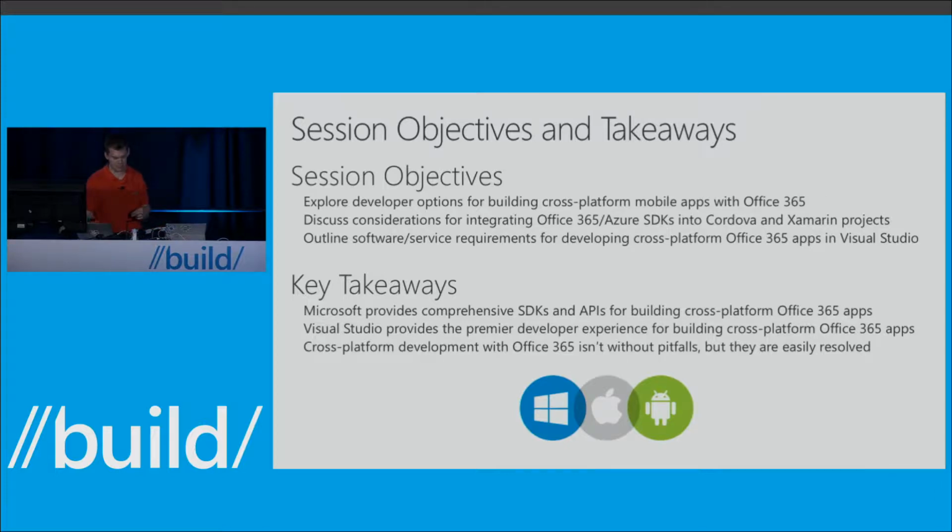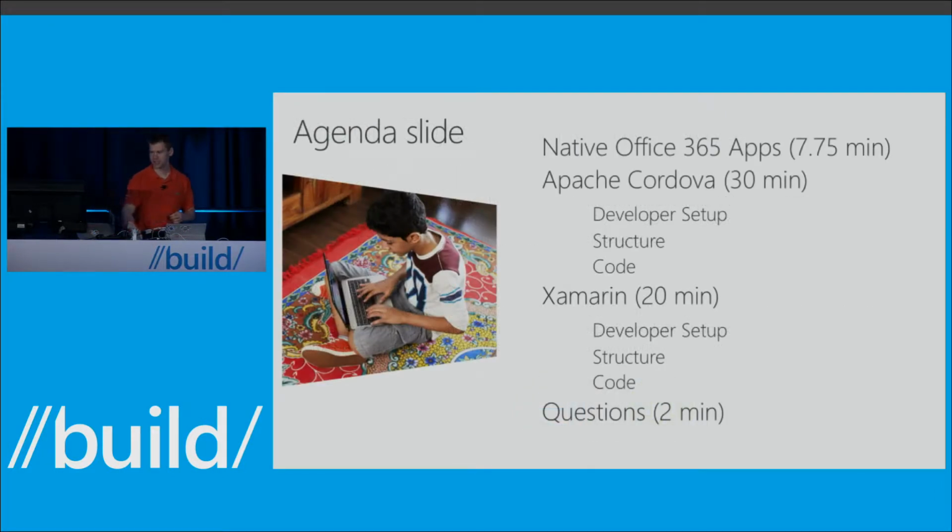Just to give you a little bit of realization, this is how I'm going to attack those objectives. We're going to talk about native applications with Office 365. They're a little bit different from a traditional application that connects to Office 365. We're going to spend 7.75 minutes on that. Yes, I'm being pretty exact there, but you'll see why. We're going to spend 30 minutes on Cordova and 20 on Xamarin. If that upsets you, I apologize.